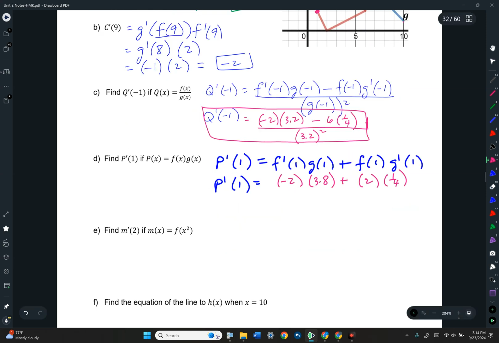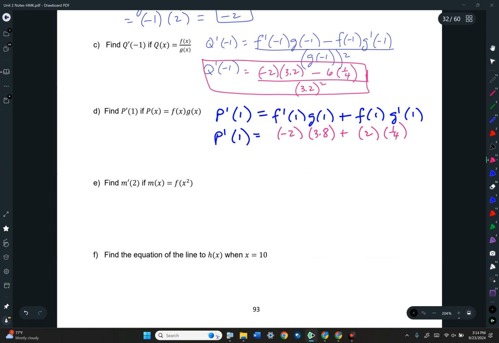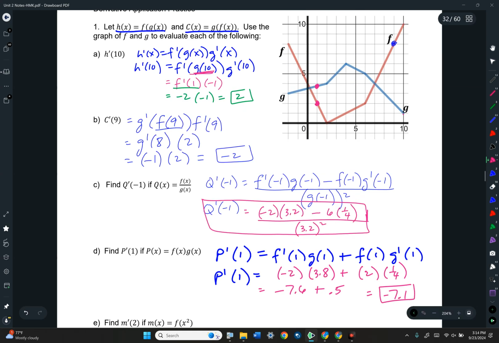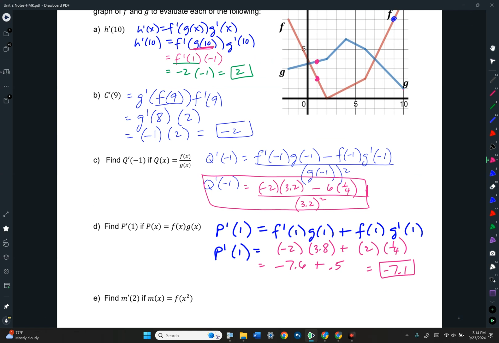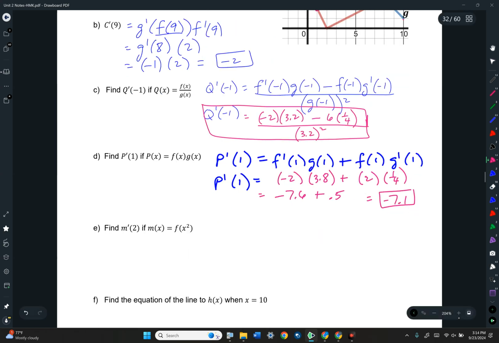And I know I've got decimals here, but I could do some cleanup. I could say 3.8 times 2 is 7.6 plus 2 times 1/4 is 1/2. But if I write it as 0.5, then I could easily simplify this and say negative 7.1. Now, if you had estimated g of 1 to be something different than 3.8, then our answers might differ. But this just kind of shows you that you can still simplify this pretty easily.